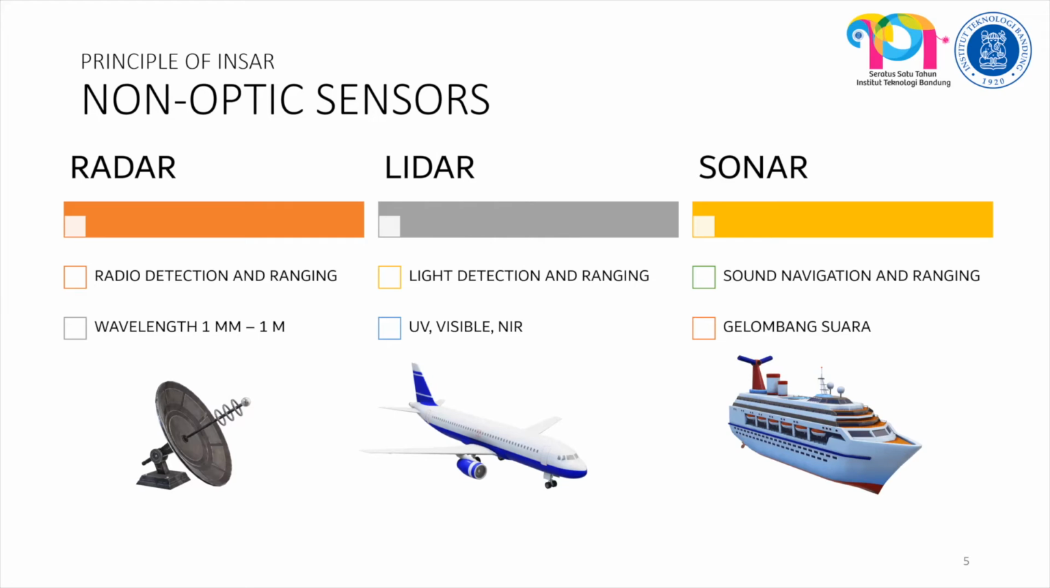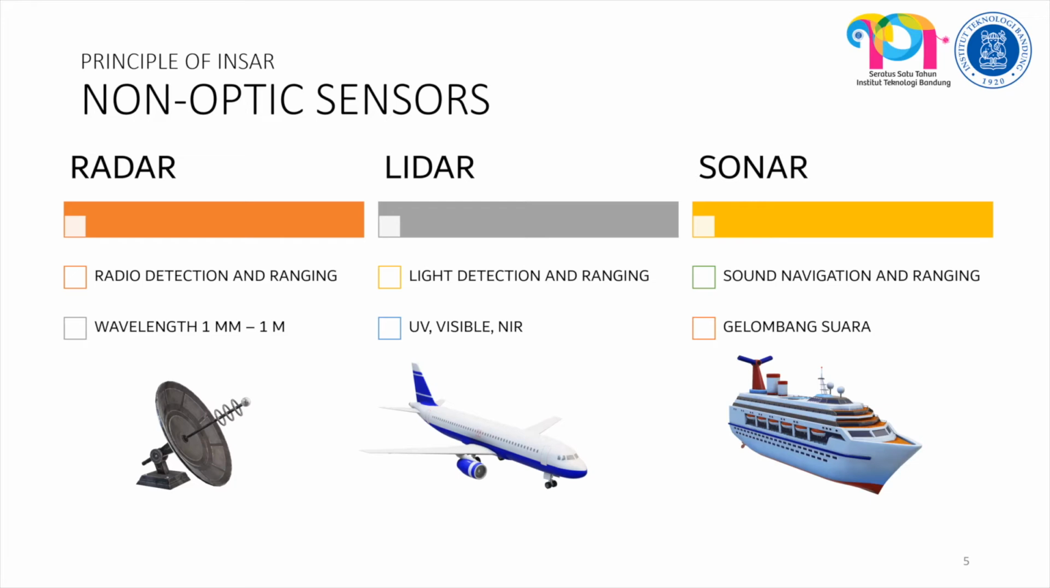So using this radar technology, we can measure the distance of an object from the sensor, and also recognize the object. For example, if we want to detect a ship on the sea, we could use radar to detect the ship. Besides this, we could measure the range, the distance from the sensor to the ship.